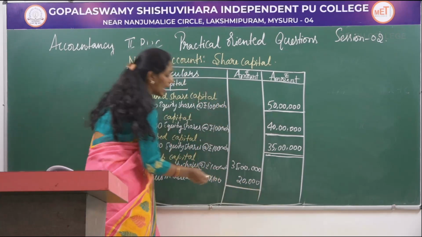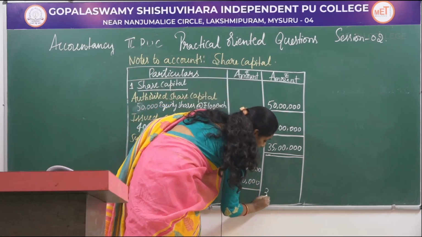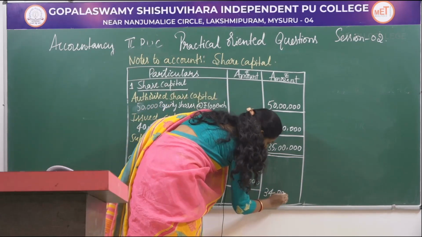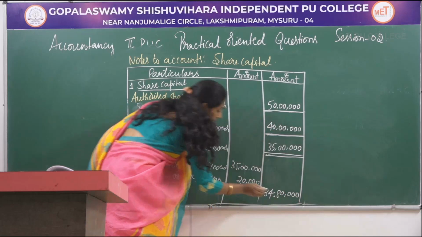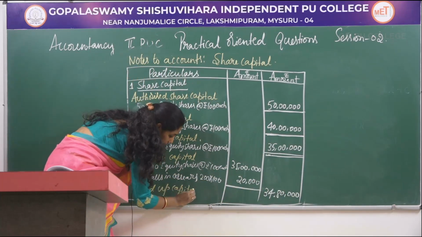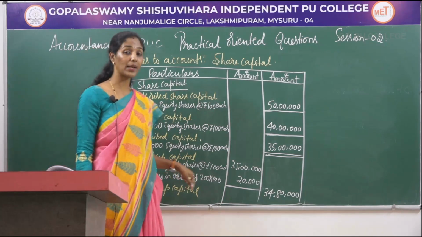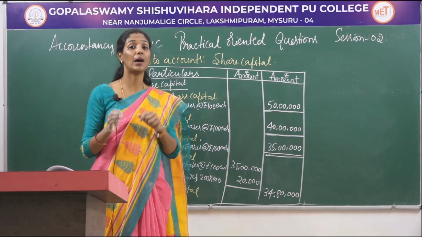So 200 into 100 you will get 20,000. So 35 lakh minus 20,000, you will get 34 lakh 80,000. So this is nothing but paid up capital. Paid up capital is nothing but the part of the called up capital which is actually paid by the public to the company.